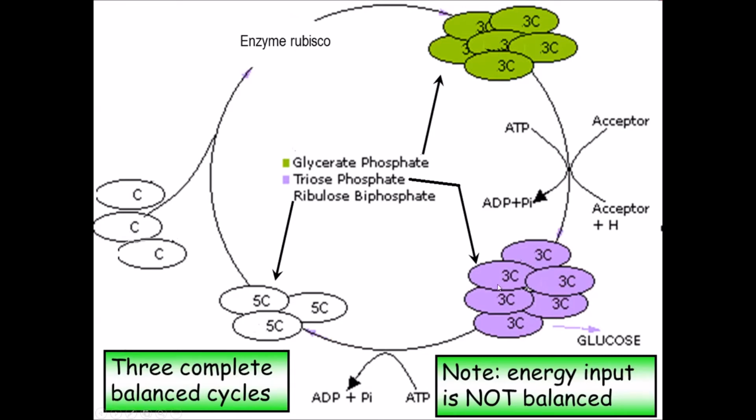So if we count them up, there's 3 times 5, so that's 15. And there's 5 times 3, which is 15 carbons. So most of the carbons go there, but for every 3 turns of the cycle, 1 is left over. Hopefully this will become more obvious in a minute when I go to my picture, but just accept it for now, it's 3 turns of the cycle.